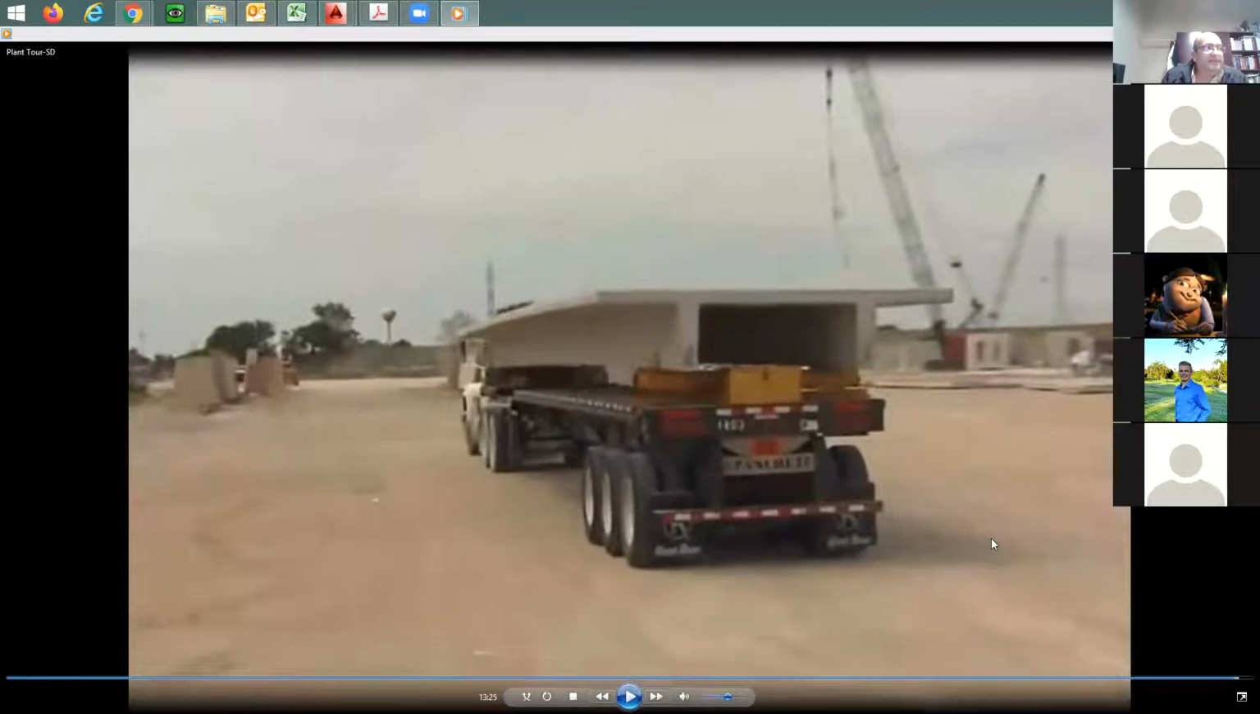Did you guys notice this? That when they carry this, they put two supports, one at each end, right? They don't try to put it completely flush on the flatbed. Did you guys notice this?